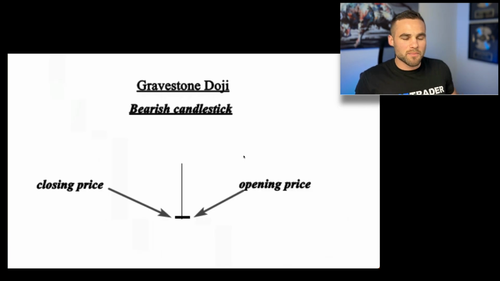Now we also have something that's a bearish candlestick called a gravestone doji. If you look at this, you can see that buyers tried to force the price higher, but ultimately sellers stepped in and brought the price back down right towards where the opening price was. So again, doji, small body, a long wick. This is a bearish candlestick pattern.